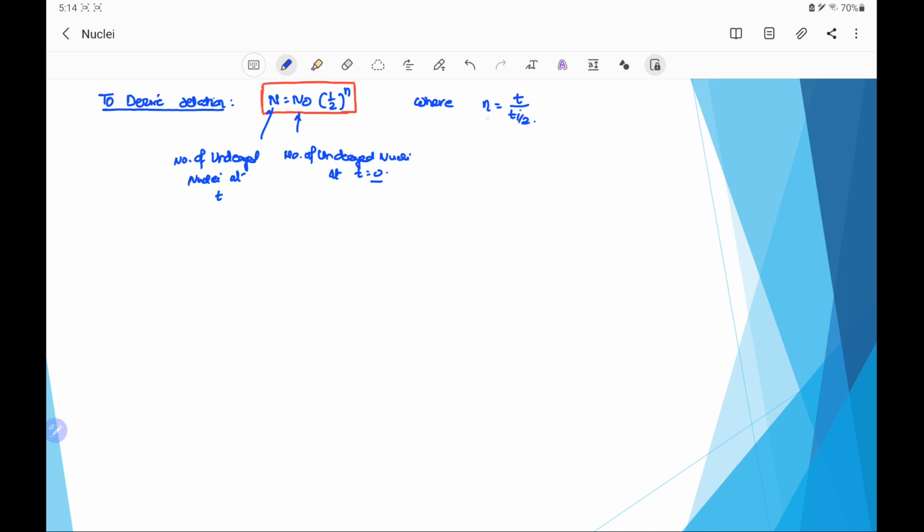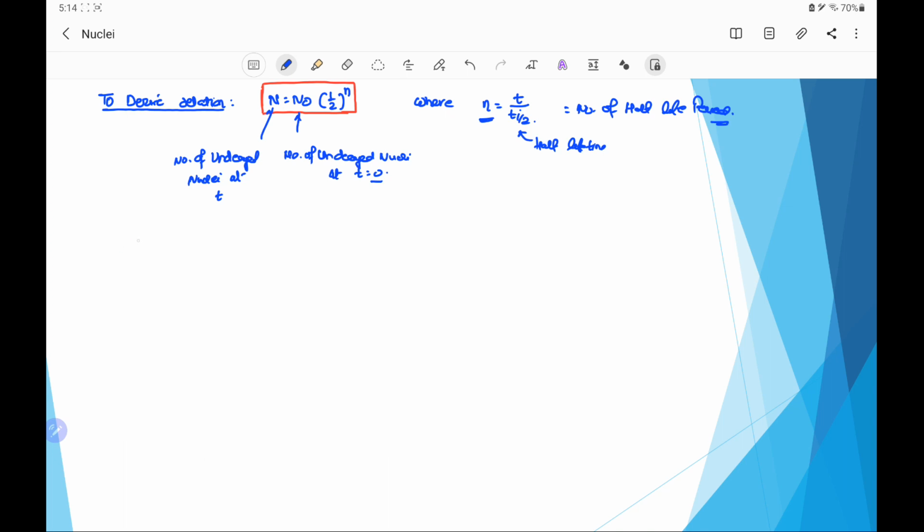And this small n is the ratio of the total time passed and this t1/2 is the half-life time. That means n gives the number of half-life periods passed for which we have to find the number of undecayed nuclei.